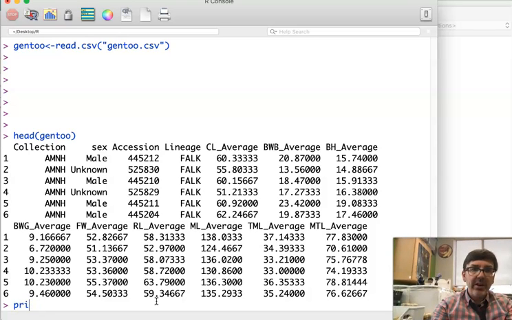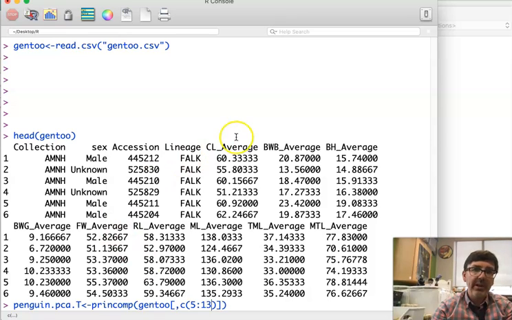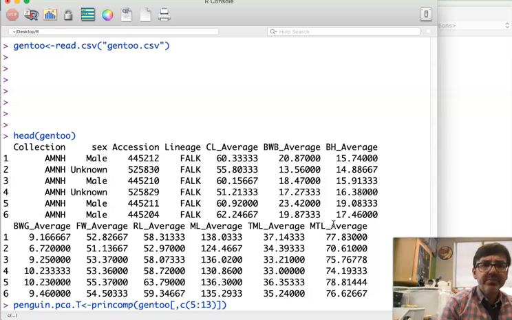So we can make a penguin PCA, and we're going to use our princomp function. We're going to look at the Gen 2 data set, and we're going to only want to look at the rows that have numeric measurement data in. So that's going to be all the rows, but only the columns that are columns 5 through 13, which corresponds to everything from culmen length all the way through to MTL average.